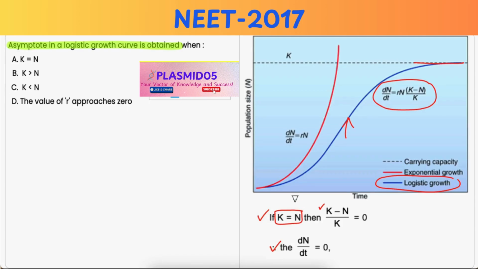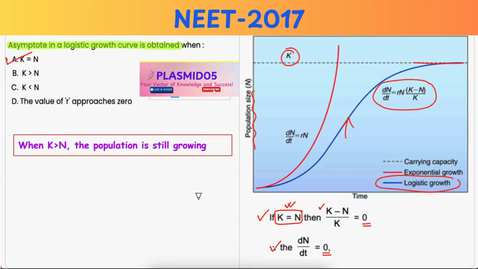Now, coming to the options, option A, K equal to N. In a logistic growth curve, we have already seen that the asymptote is reached when the population size, that is N, equals the carrying capacity, that is K. And at this point, the population growth becomes 0 because the environment can no longer support additional individuals, leading to stabilization of the population. Hence, it is the correct option.